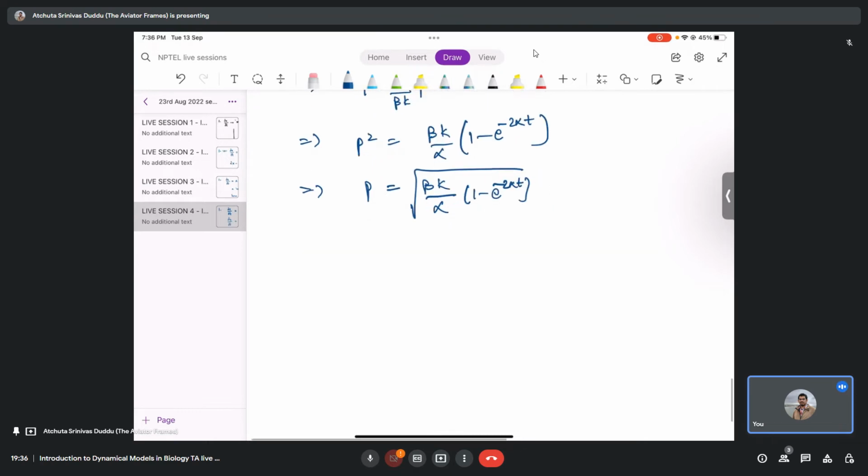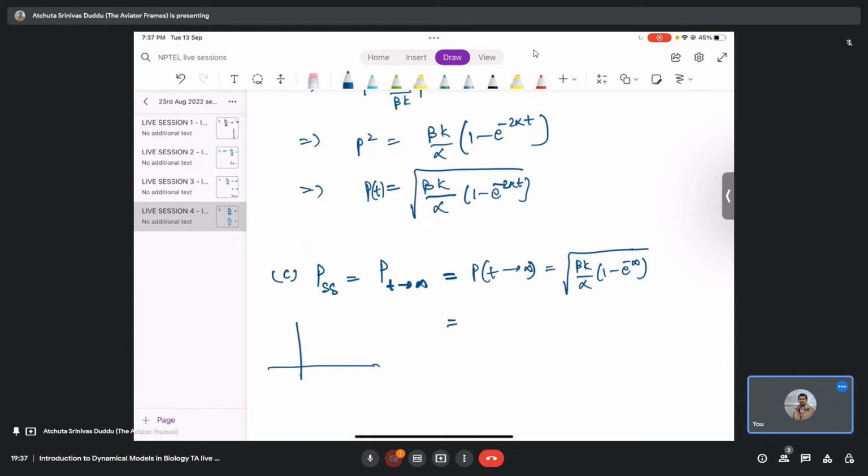Now they asked us to calculate the steady state value of P. So P steady state would be given as P as t tends to infinity. If we substitute in this equation for P of t as t tends to infinity, that would be root of beta k by alpha into (1 minus e to the power minus infinity). e to the power minus infinity is essentially 0. So we have root of beta k by alpha times 1. This is the value of P at infinite time, t equals infinity.